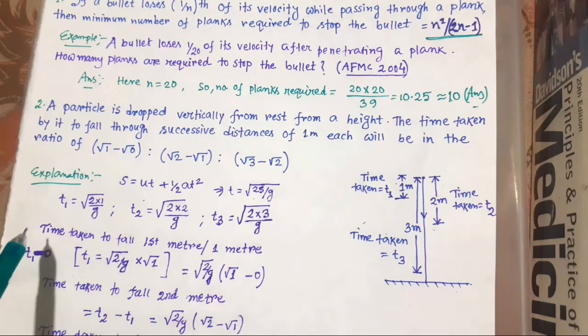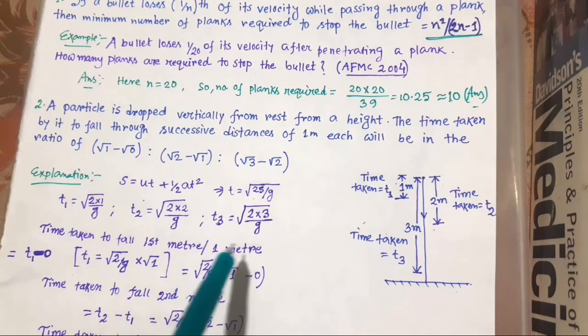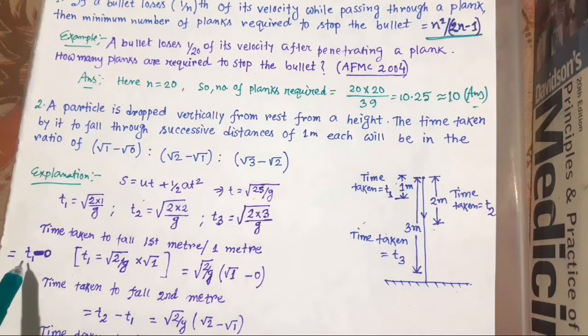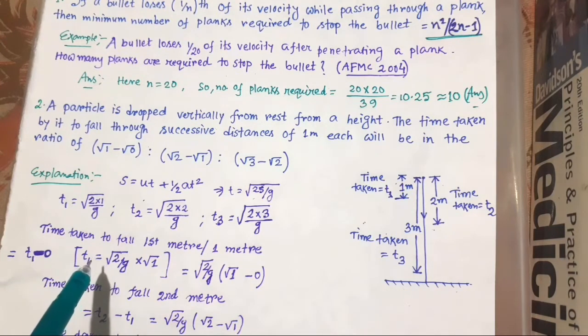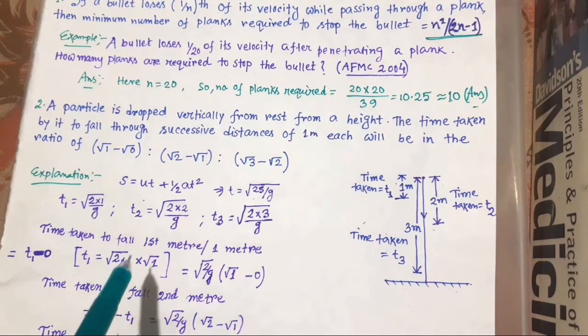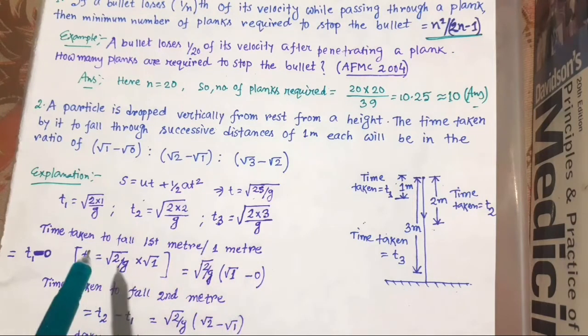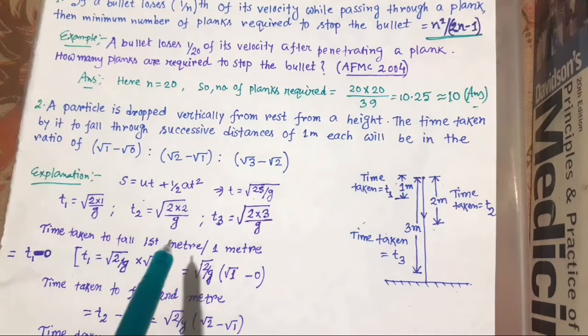Now the time taken to fall the first meter, or 1 meter, here is the same: first meter and 1 meter are the same. So that will be t1 minus 0. So t1 equals, from this we can write, root 2 by g into root 1. So it is root 2 by g into root 1 minus 0. This is the time taken to fall the first meter distance.